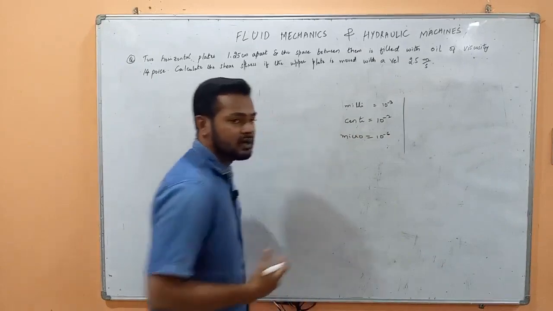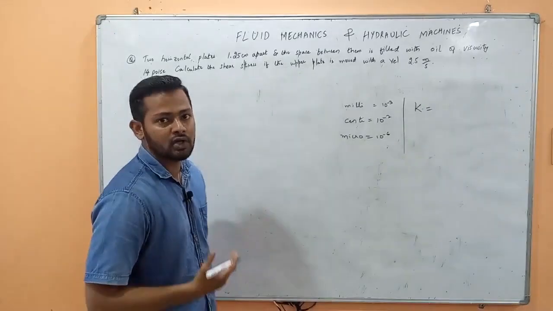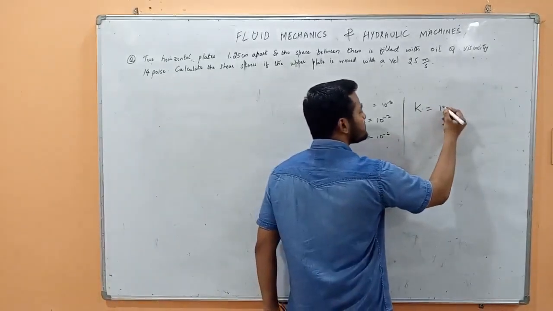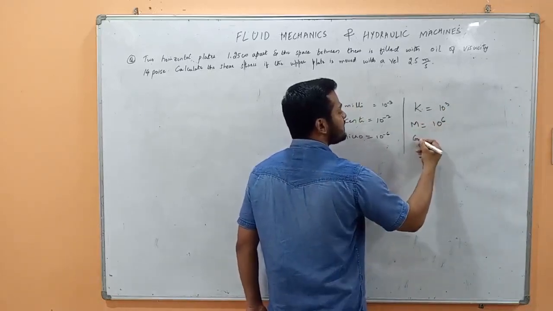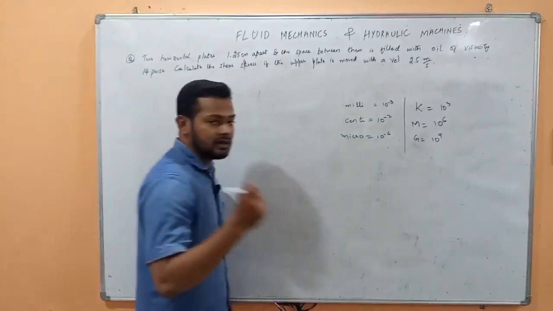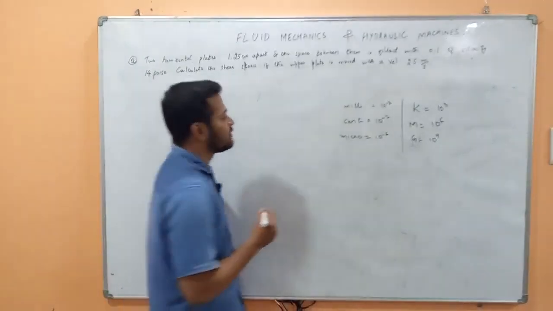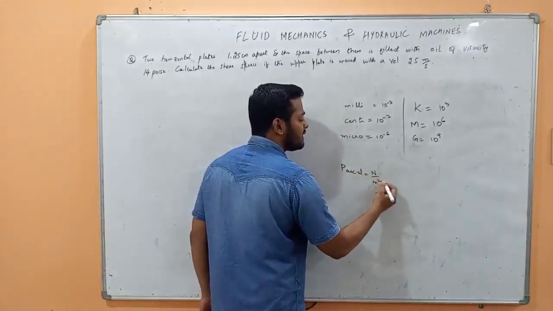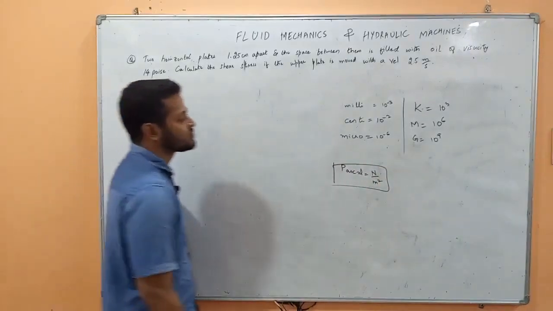Apart from this, we have bigger values such as kilo, like kilogram, kilonewton. Kilo means 1000, which means 10 power 3. Next, mega means 10 power 6, giga means 10 power 9. Apart from this there is one important thing, which is the unit of pressure or unit of stress, called Pascal. Pascal is Newton per meter square.